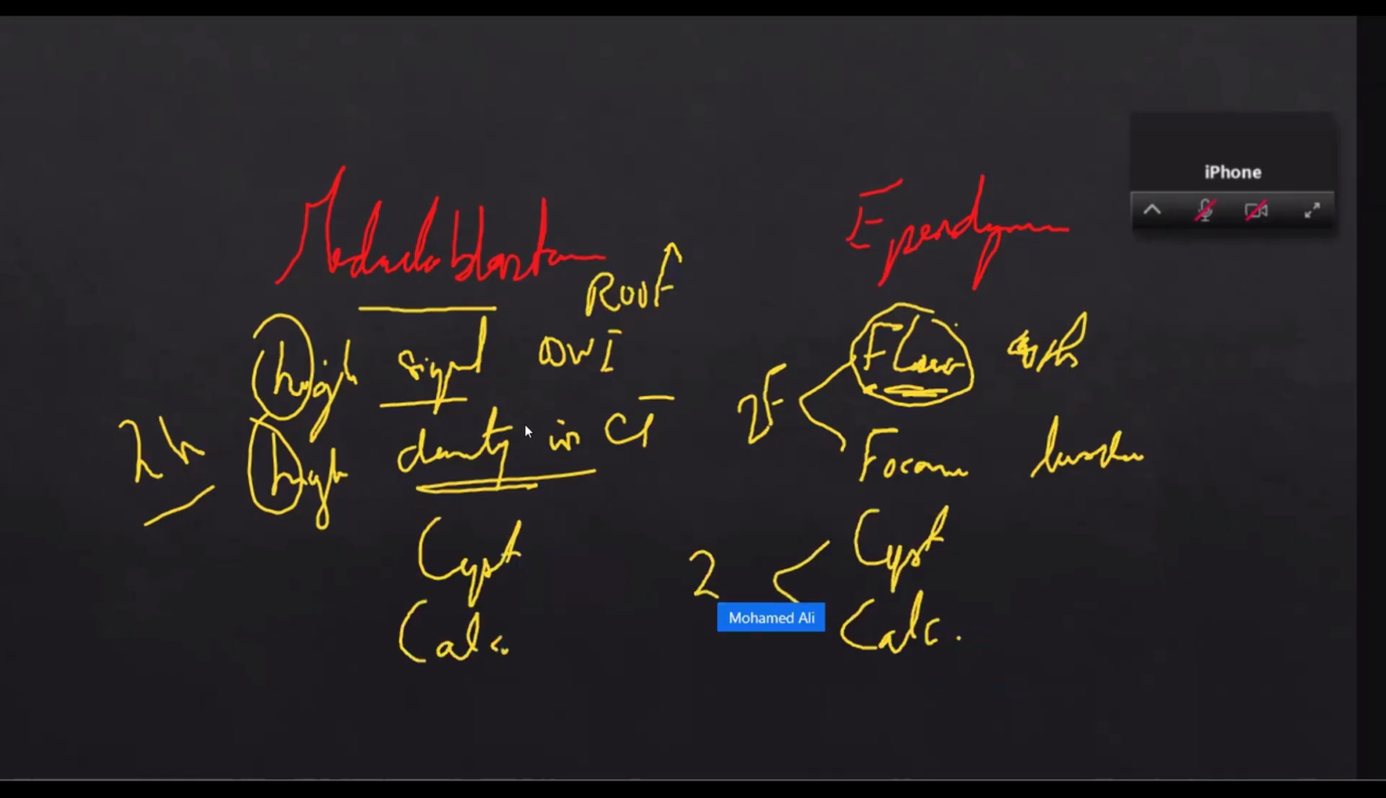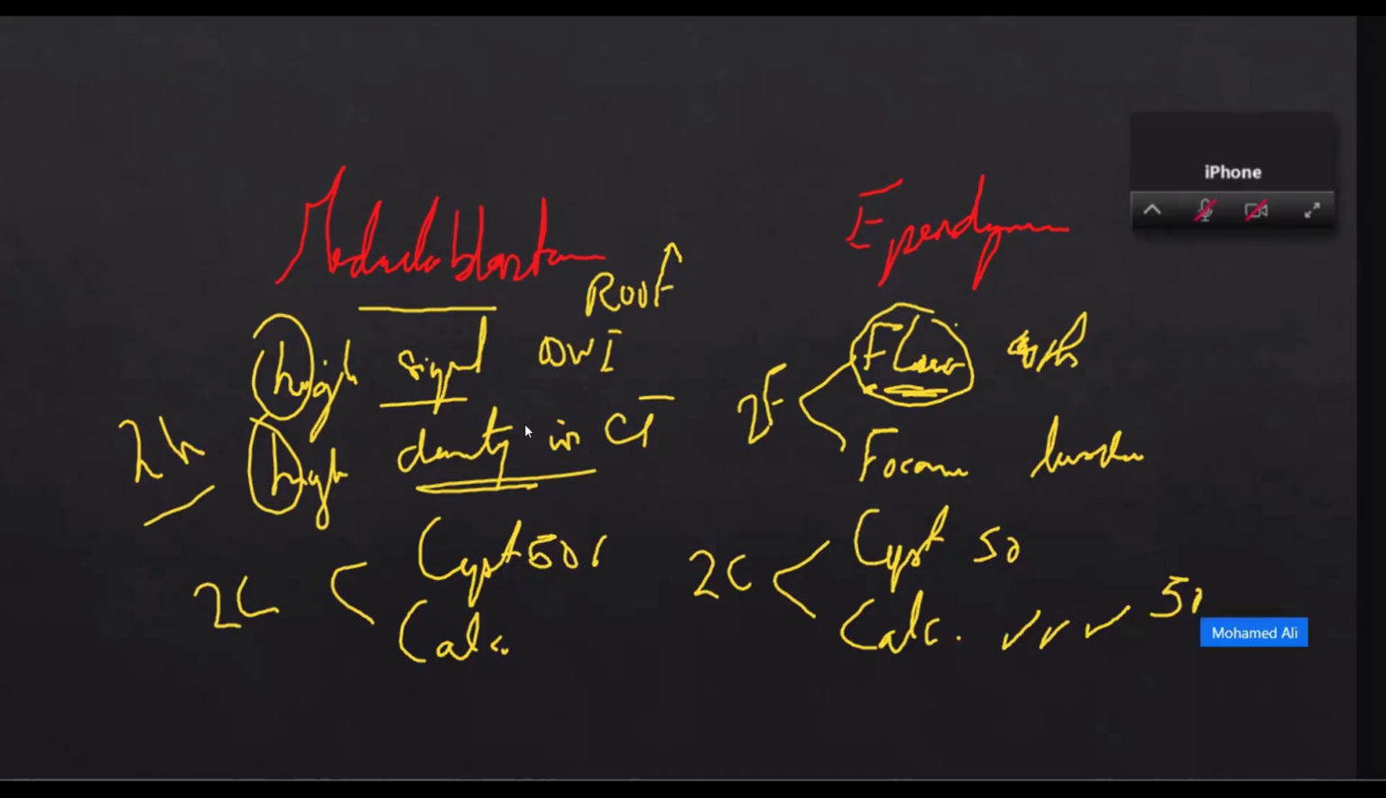2C. Cysts, 50%, almost the same. Calcification is more common, around 50% here, but here it is about 10% in medulloblastoma. So once we have calcifications, it's more common in ependymoma. Once we have high signal in diffusion and high density in the CT, it's more common in medulloblastoma.